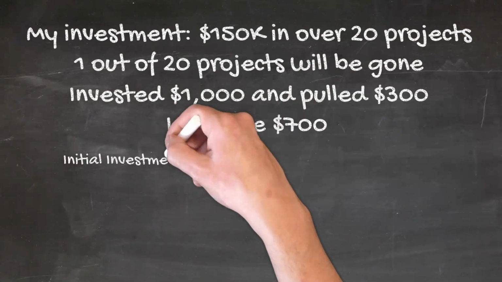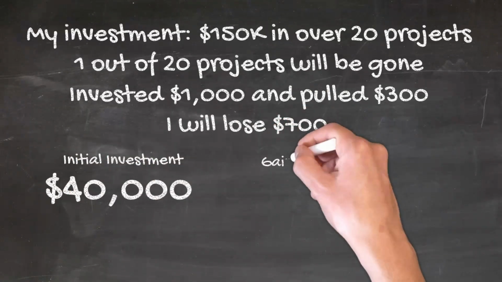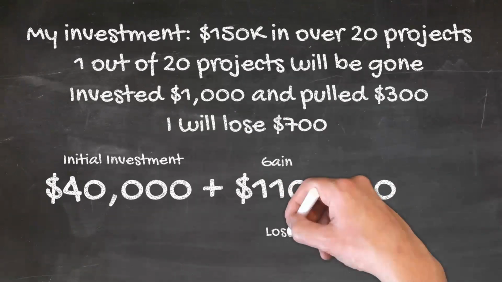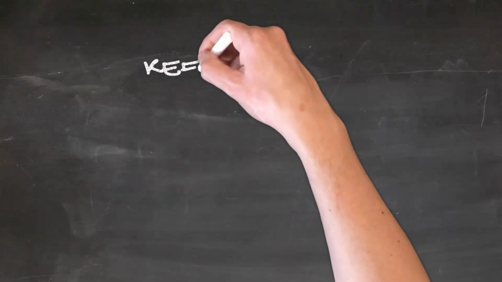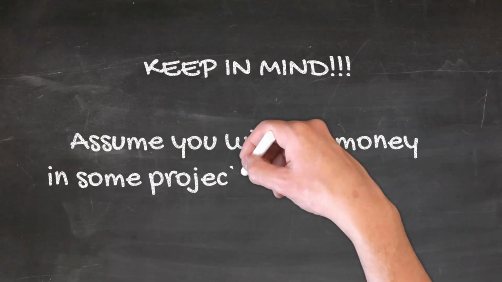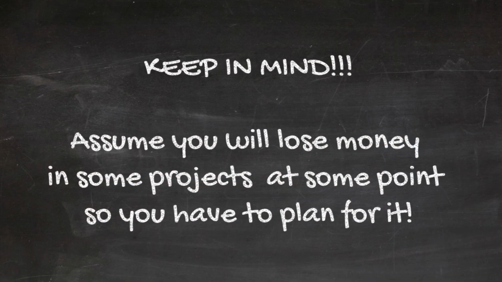With that said, my initial contribution of 40,000 has gained 110,000, and now it has lost 700. So that's a pretty high reward for that little bit of risk. So again, just keeping that in mind for perspective, but assume you will lose money in some of these and just plan for it accordingly. So with that said, let's go into some of the strategies to consider.